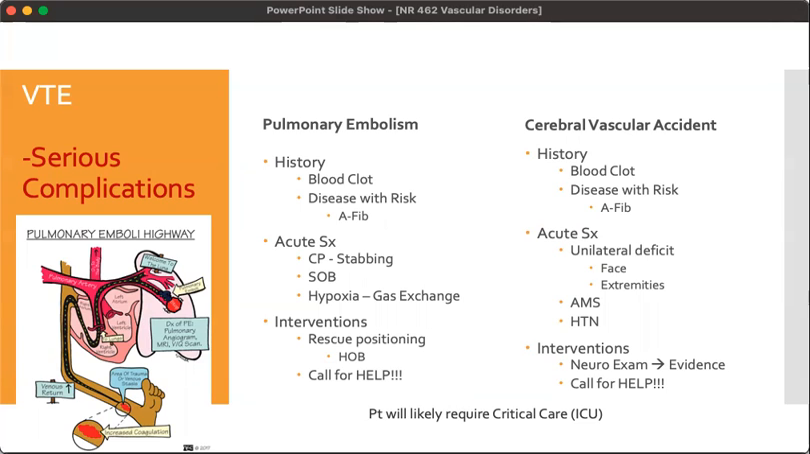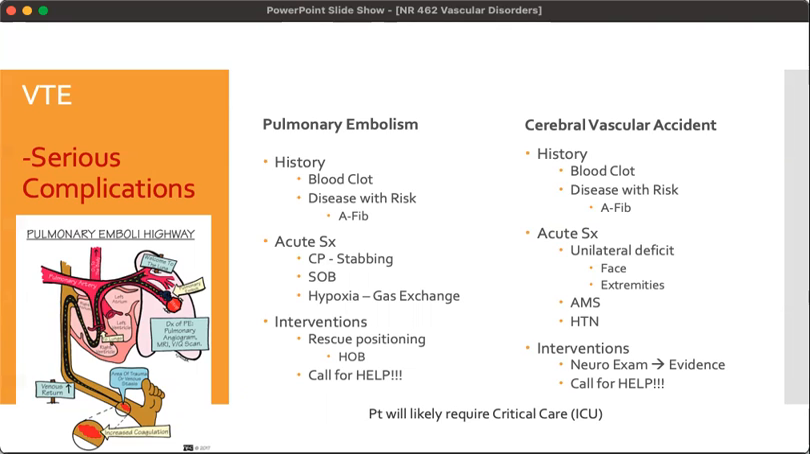Interventions: anytime a patient is short of breath, we want to put them in a position where they can breathe easier. That means sit them up, put them in that rescue posture. So high Fowler's is a great way to do that. Head of bed, HOB, up. And call for help. This is a bad thing that has happened, and we want to make sure we are reporting that to our interdisciplinary team and calling our friends for help because this patient is going to probably need to go to the ICU for this problem.